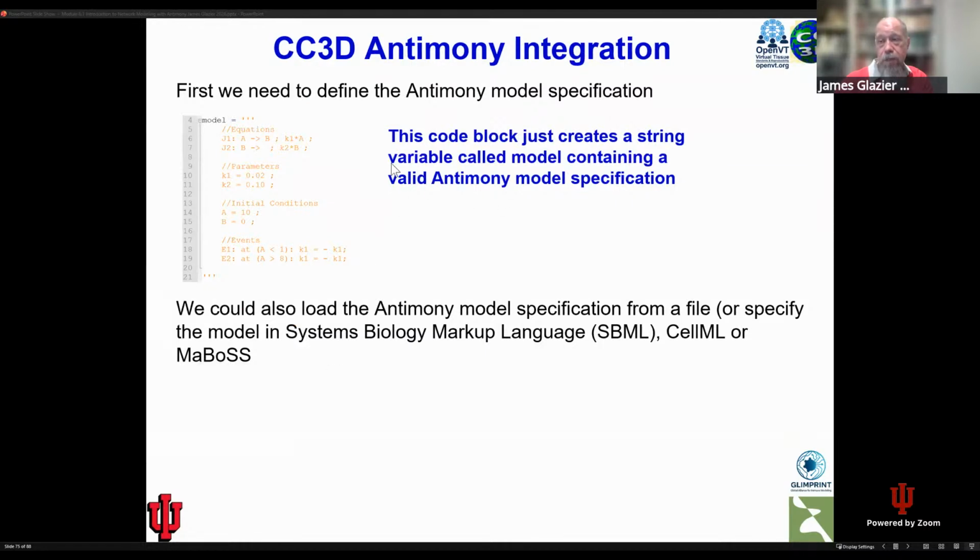Okay, so again, the first thing we do is define the antimony model. That's a string. We can also load the antimony model from a file, or we could have the model specified in SBML, CellML, or MorphOS, or BioNetGen.